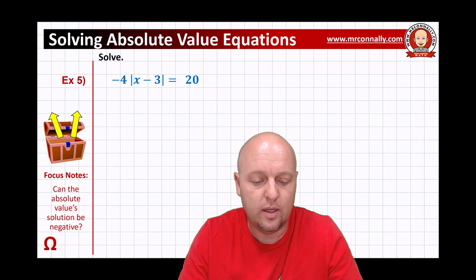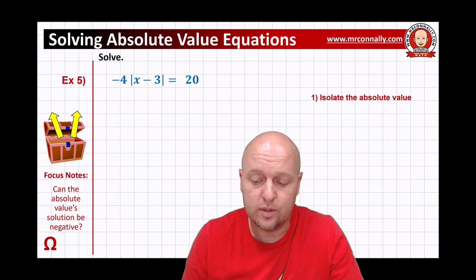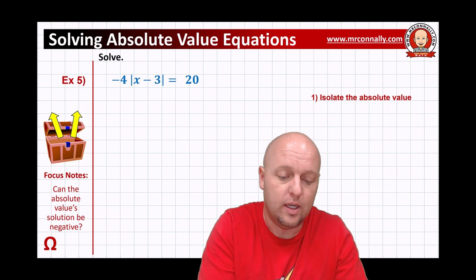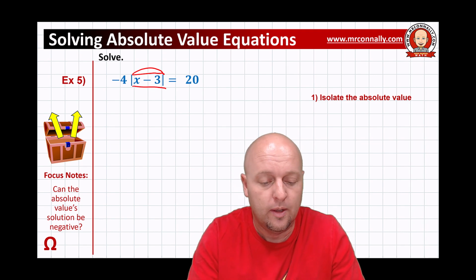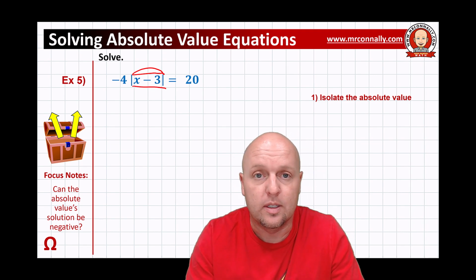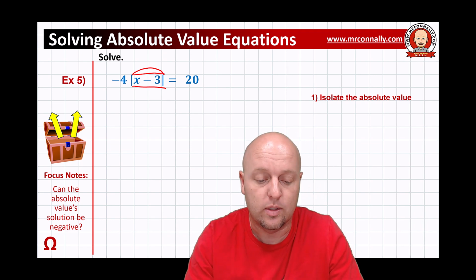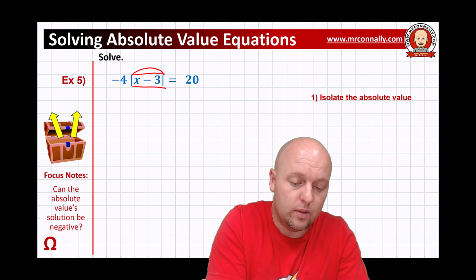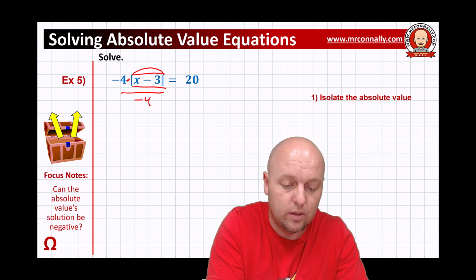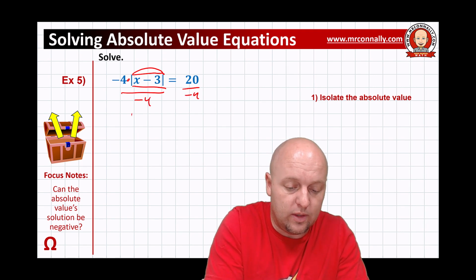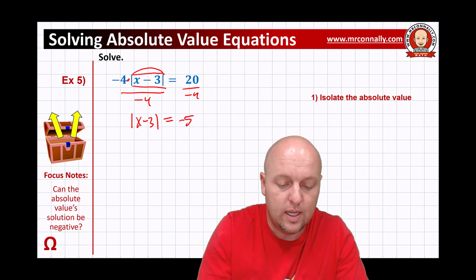-4 times the absolute value of x minus 3 equals 20. Solve this equation. So like we said before, first step is we want to isolate the absolute value. So this part, our treasure chest, we don't want to distribute, although you could, but make it easier because this is a nice little shortcut that'll help you if you close it off and do it this way. So -4 times this, we'll do the inverse operation. So we'll divide by -4. And now we've got the absolute value of x minus 3 equals -5.